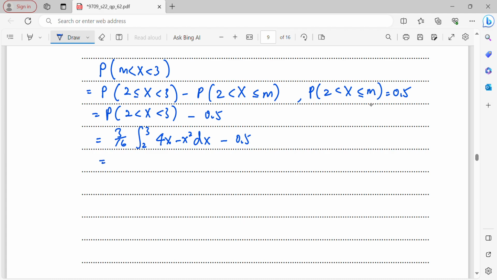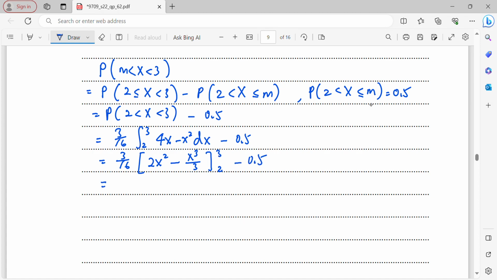Okay, so here is going to be 3 over 16. You integrate 4x, it will be 2x squared, which is 4x squared over 2. So 4 and 2, you get 2. Then minus x cubed over 3, limits 2 to 3. Then minus 0.5.